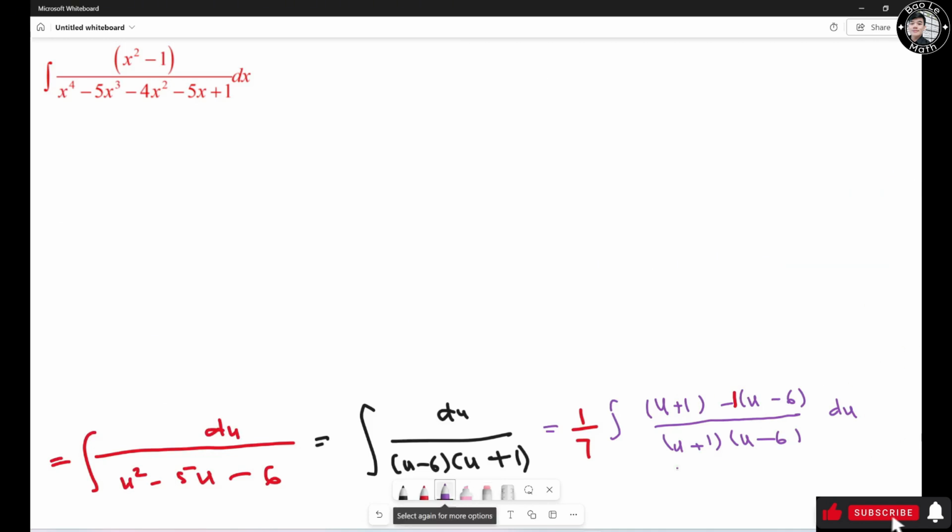Now we need to split this integral. So it's going to be 1 over 7 the integral of u plus 1 over u plus 1 times u minus 6, which is going to be du over u minus 6. Now in this one, u minus 6 divided by u minus 6, so it could be negative the integral of du over u plus 1.